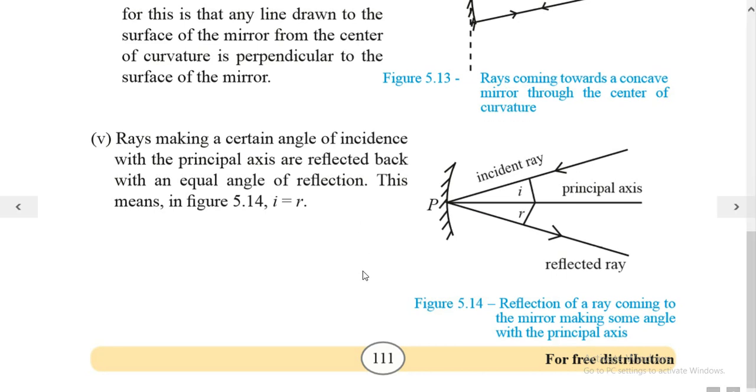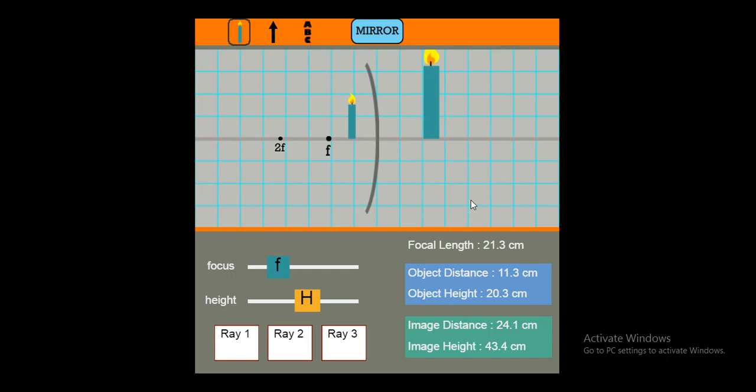Also, in day-to-day life we can use a concave mirror for shaving. Let's continue our lesson. The main part of this lesson is drawing ray diagrams for images formed by concave mirrors and also convex mirrors. First we identify how to draw ray diagrams for concave mirrors.